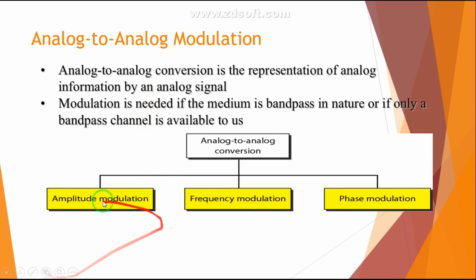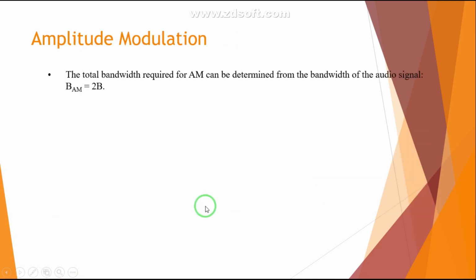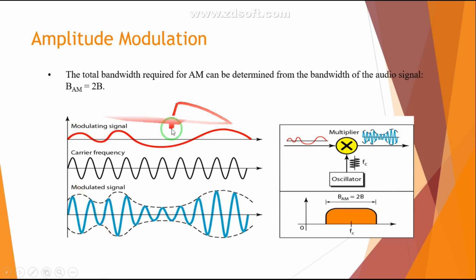So you can see this is amplitude modulation, frequency modulation and phase modulation. There are three types of modulation. In amplitude modulation, you can see from the figure, this is your modulating signal and this is your carrier signal. Since it is amplitude modulation, the modulating signal is going to modulate the amplitude of this carrier signal. So you can see this is the output modulated signal, whose amplitude is going to change with respect to the instantaneous value of your input signal.